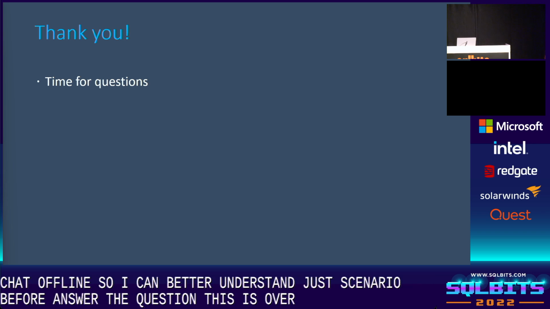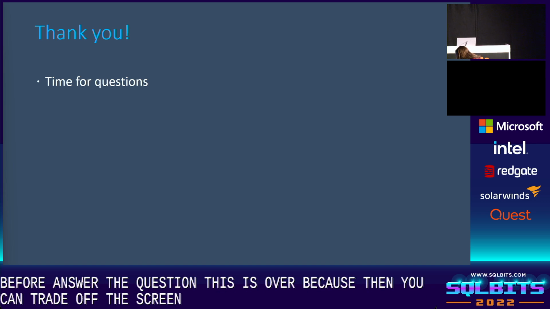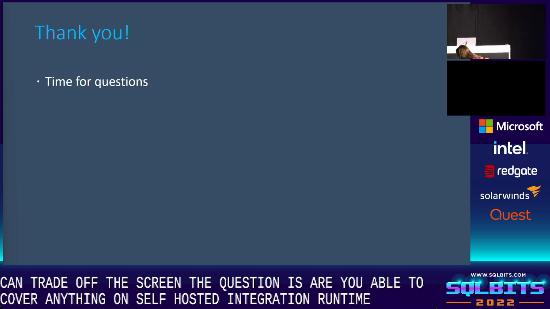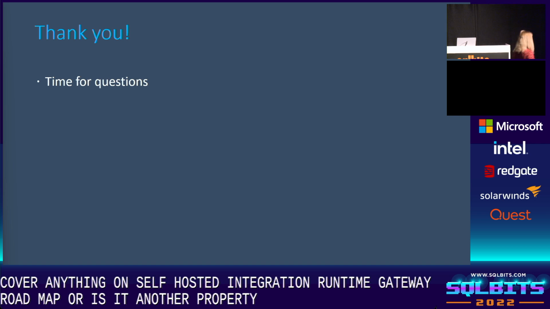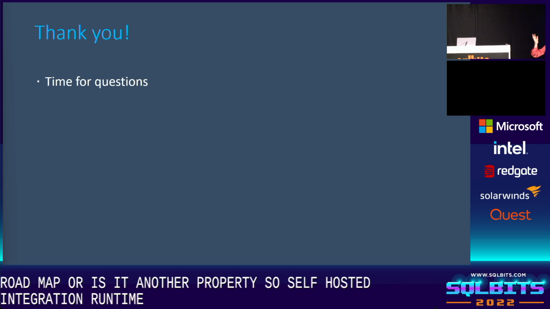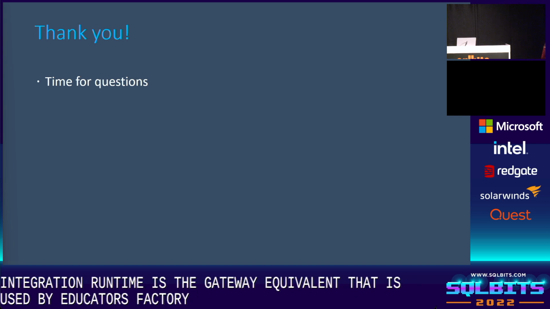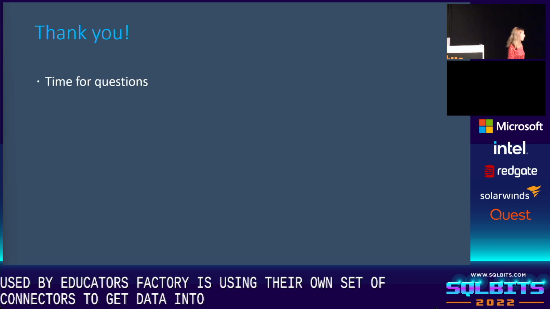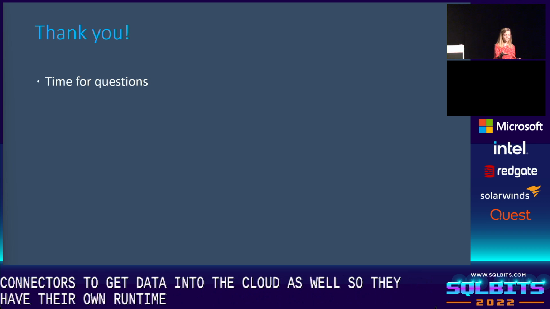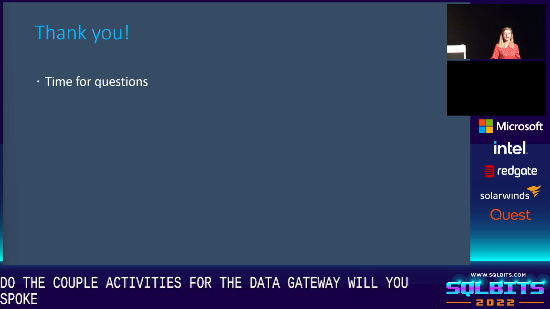Oh, yes. Do you want to just read this out? Because then you can just read off the screen, it's going to be easier. So the question is, are you able to cover anything on the self-hosted integration runtime gateway roadmap, or is that another product team? The self-hosted integration runtime is the gateway equivalent that is used by Azure Data Factory. So I don't have a roadmap update for that because Azure Data Factory is using their own set of connectors to get data into the cloud as well. They have their own runtime that works with their products and does the copy activities, while the data gateway will use Power Query connectors and the M code to do that. So different products, different roadmap.